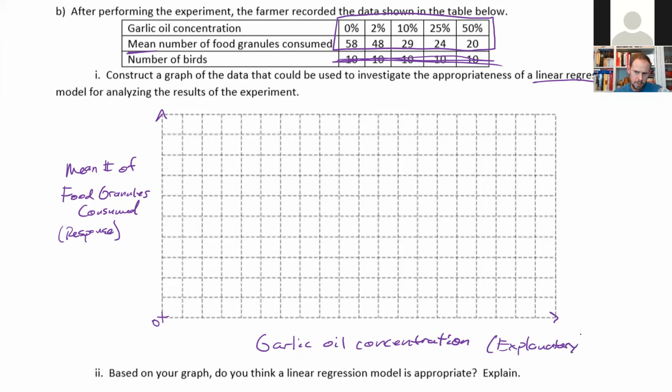You don't have to label explanatory and response. Remember, explanatory is the X and the response variable is the Y. All right, so let's see. The number of granules consumed. We need to go up to at least 58. And we've got 1, 2, 3, 4, 5, 6, 7, 8, 9, 10 to do it.